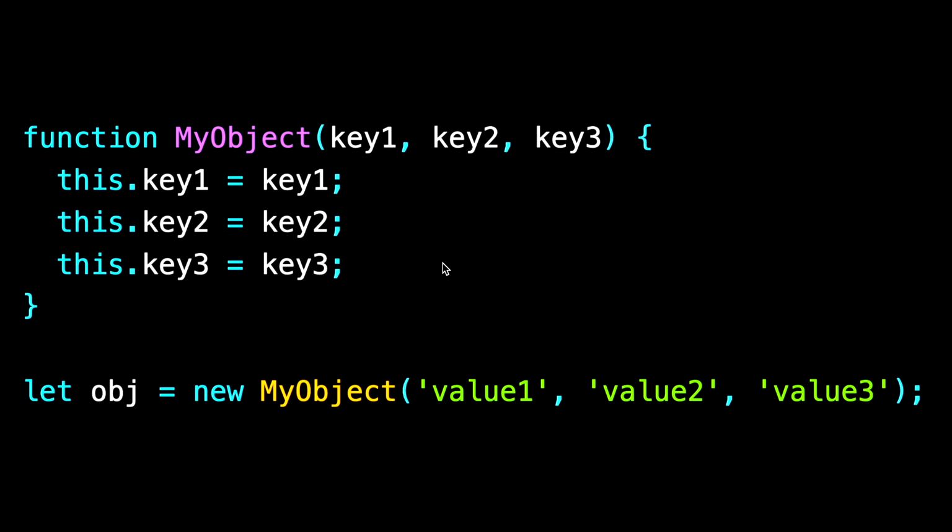There's also the constructor function. If you need to create multiple objects with the same structure, you can use the constructor function. So here's the constructor function, and then we create the object by calling new MyObject, that's the constructor function, and passing in the values of the keys.